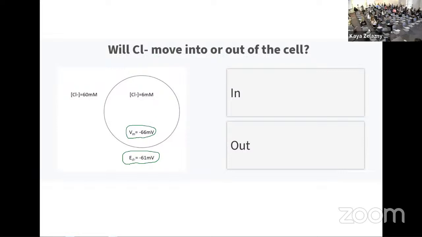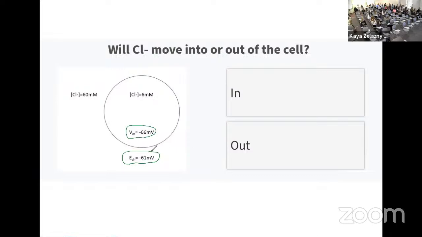Things we might want to be able to answer about the cell overall. We're thinking about our driving forces. We know that those concentrations could tell us about the chemical driving force, but we're interested in our total net movement. So we're interested in the electrochemical driving force. So we're going to just do that bit first.